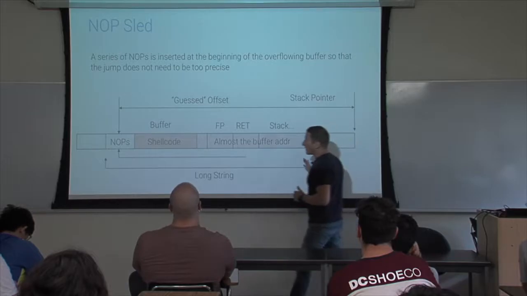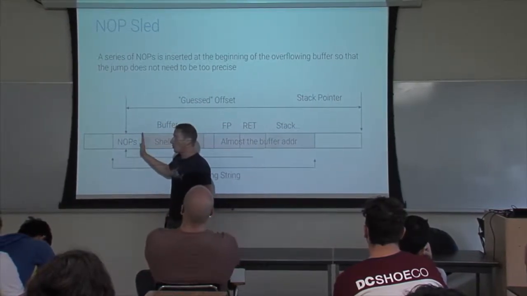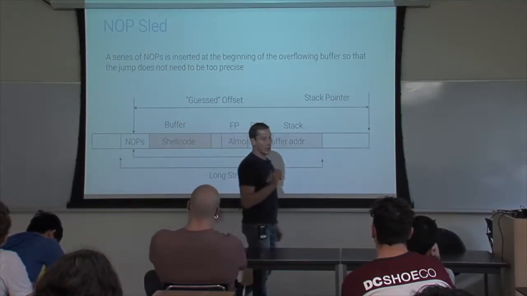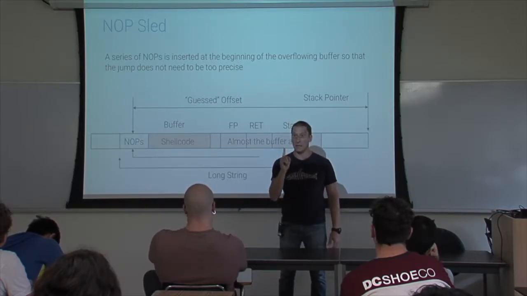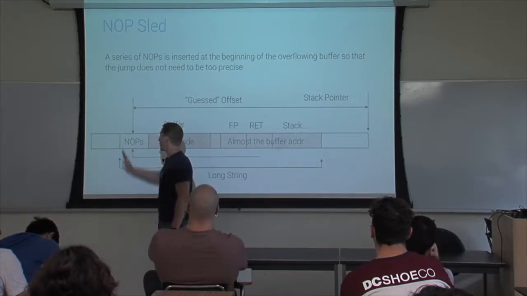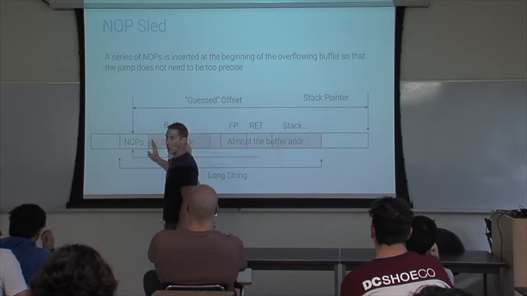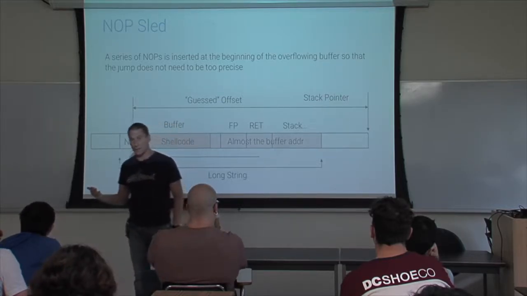A way to make this a little simpler is to put no operation in front of the shellcode. So the byte 90 in Intel x86 means do nothing, and it's 1 byte. So if you put a bunch of 90s, it doesn't matter where you fall into this, you will slide into the shellcode. Okay? In fact, this is called a NOP sled, exactly for that reason.